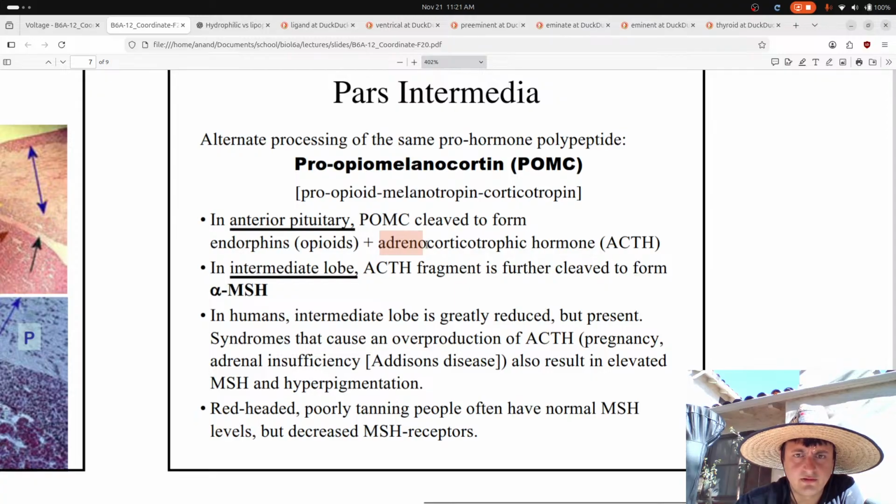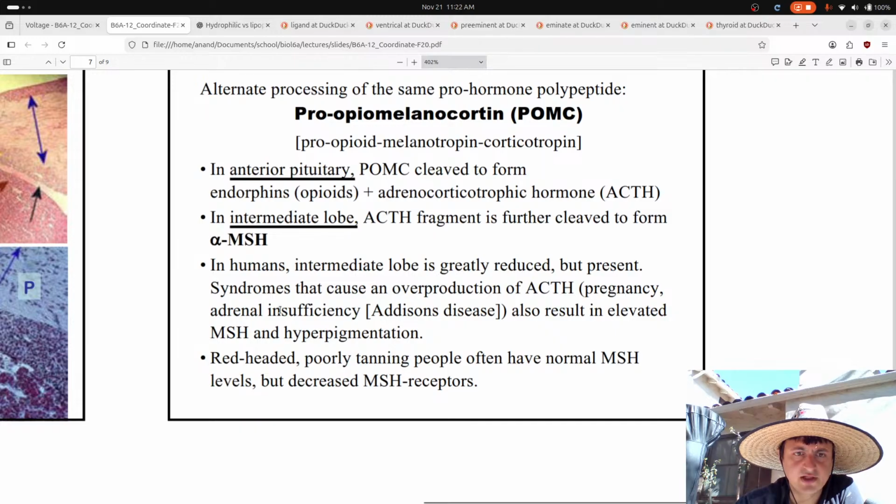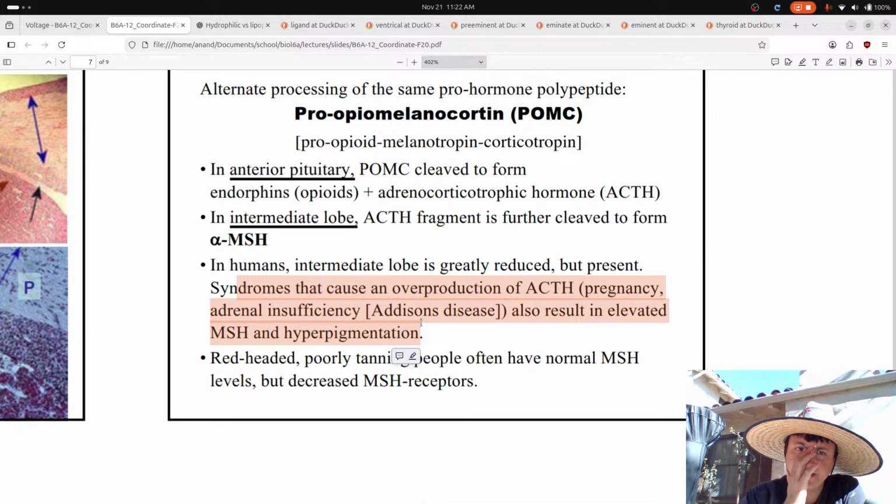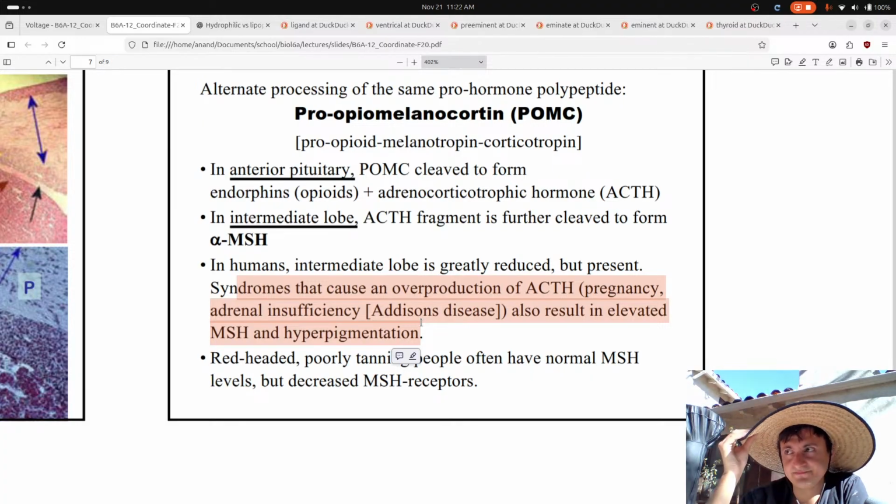Adreno is adrenal. Cortico is cortex. So the adrenocorticotropic hormone in the intermediate lobe. Bro, why are we learning this? This is crazy. ACTH fragment is further cleaved to form alpha MSH. In humans, the intermediate lobe is greatly reduced but present. Syndromes that cause an overproduction of ACTH also result in elevated MSH and hyperpigmentation.